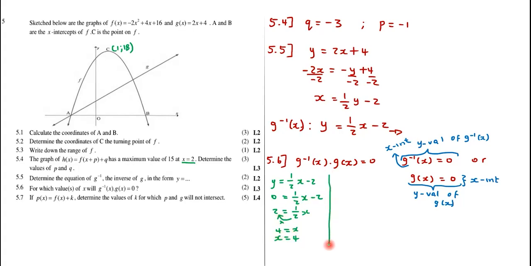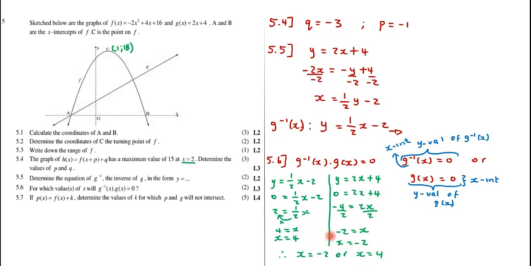Now what about the other one? The other one here is for g. So we know that when the y value of g is equal to 0, that's also another x-intercept. So we make this 0, take this across, and we make it minus 4 equals 2x. Divide by 2 both sides, so minus 2 becomes x, and therefore x becomes minus 2. So these are the values where x is equal to minus 2 or x is equal to 4.